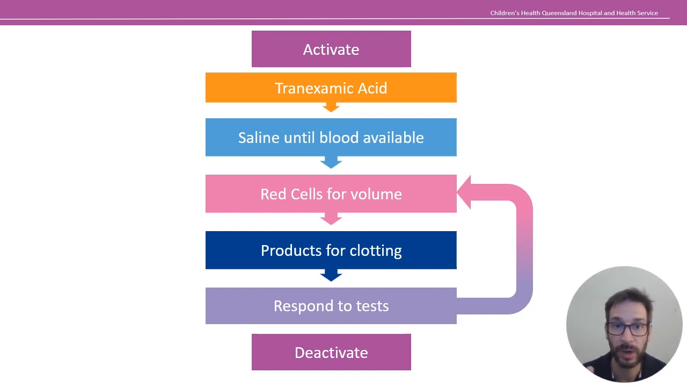We want to prevent the diamond of death through avoiding hypothermia, coagulopathy, hypocalcemia, and acidosis. And we want to get that patient to definitive care. And then once they're stable and don't need more blood products, we're going to switch off that MHP and let blood bank know.